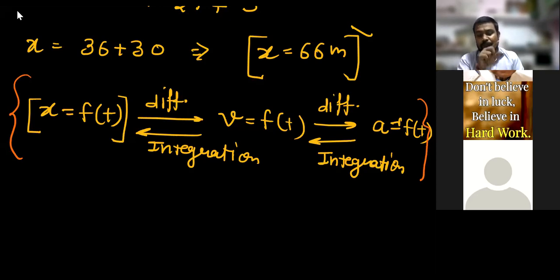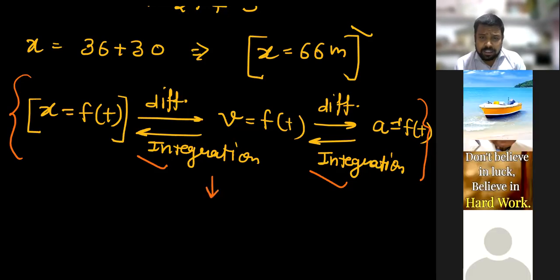If you go from position versus time to velocity versus time, then you do differentiation. If you go from velocity versus time to acceleration versus time, then again differentiate this function. In the reverse direction, if you want to go from acceleration versus time to velocity versus time, then please integrate this function. If you go from velocity versus time to position versus time, then you do integration. Clear, my dear friends?